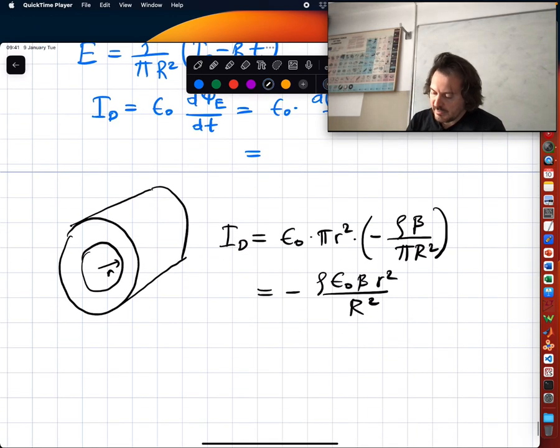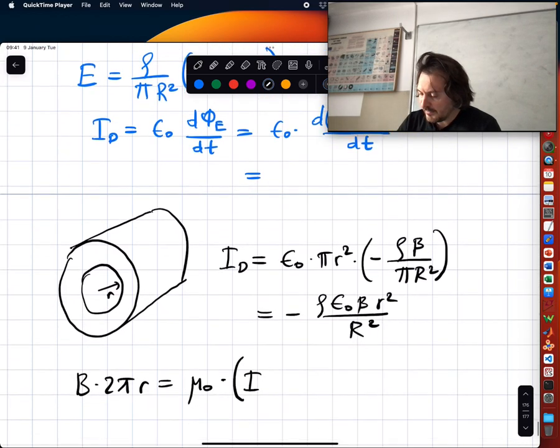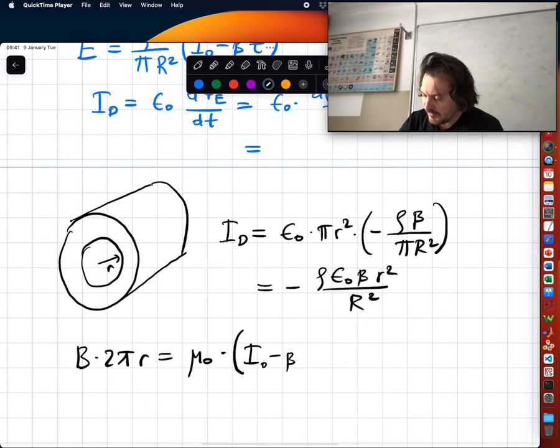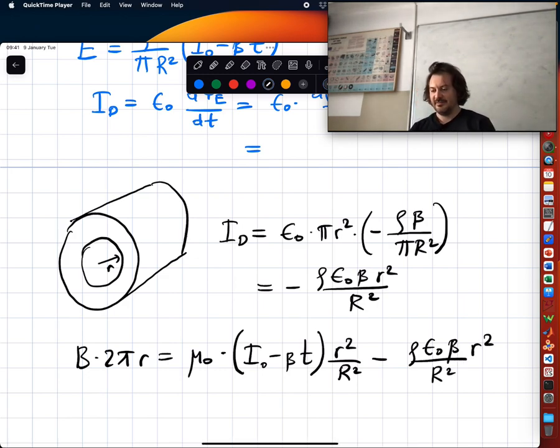So I can write down Ampere's law with Maxwell's correction. B times 2 pi r is equal to mu 0 times I0 minus beta t. No, not even that. I have to multiply it with r squared over R squared. I hope you are not completely detached from the problem. Are you?